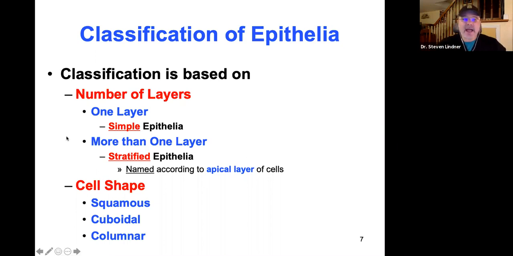So, first question, how many layers? One or more than one? If it's one, the first name of the epithelium is simple. And if it's more than one layer, we call it stratified.